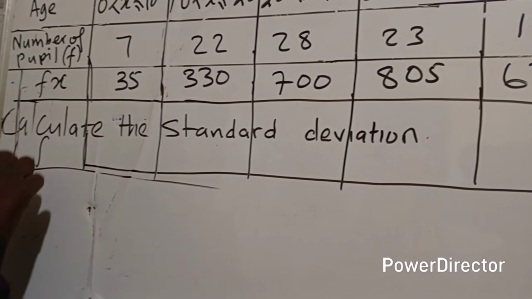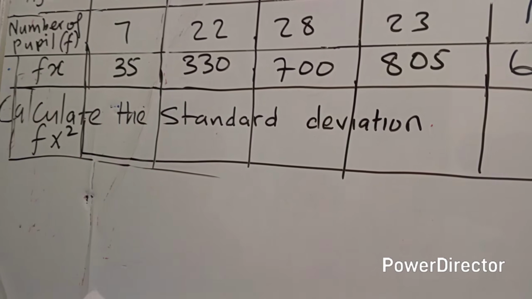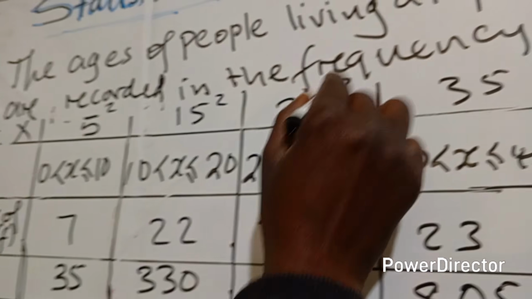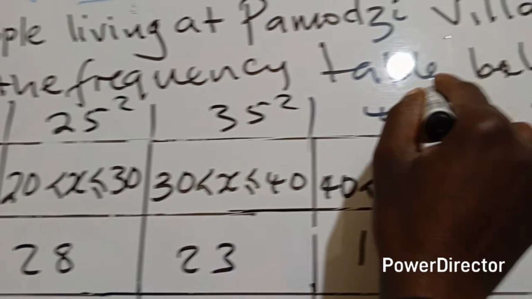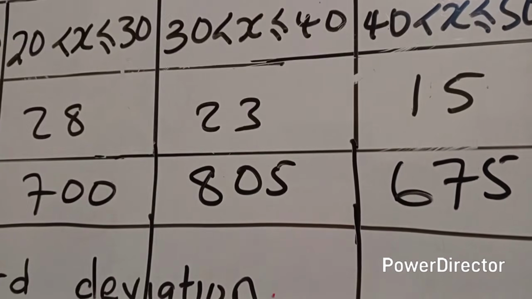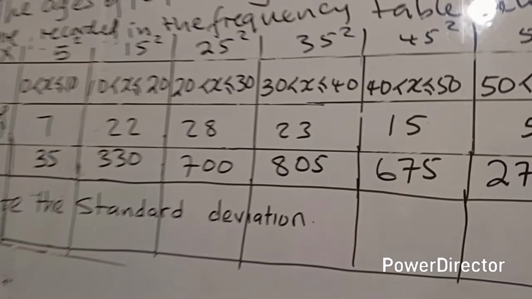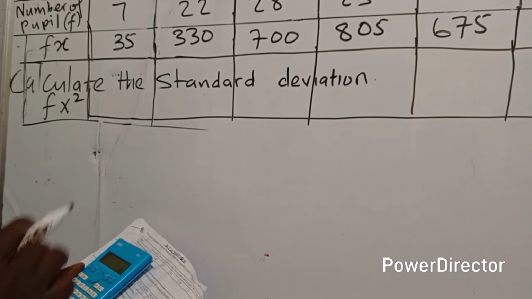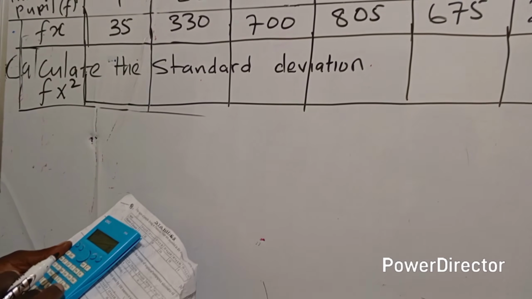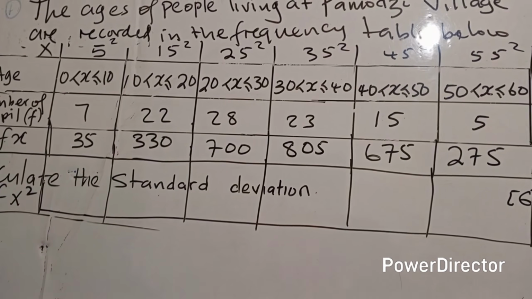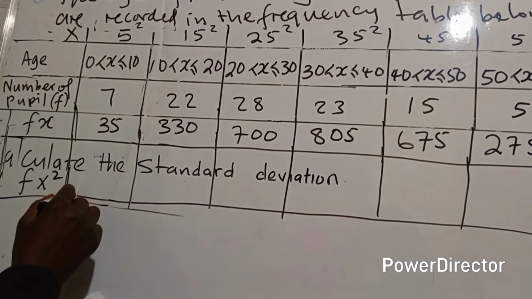I'll call this my f of x squared. Ladies and gentlemen, you start squaring the x. You put the square, you put the square, you put the square. From there, you say, okay, 25, mind you, 5 times 5, 5 squared is 25. Multiply by the frequency, which is 7. I'll get 175.